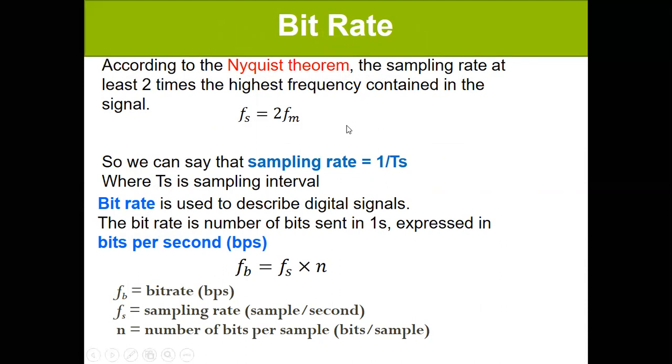So again, let us see the bit rate and sampling rate. The sampling rate Fs is 2 FM, as we know from the Nyquist theorem or Nyquist rule. Fs equals 1 over Ts. What is the bit rate? Bit rate is FB. FB equals Fs multiplied by N. This one we have learned in our previous lesson. Fs is the sampling rate, N is the number of bits per sample. Like for 3-bit PCM, N equals 3. So we can calculate that.